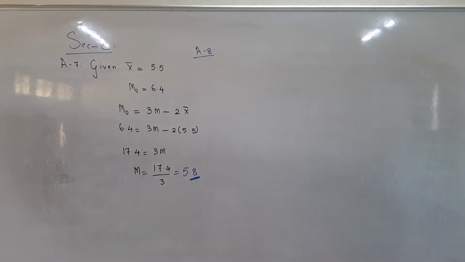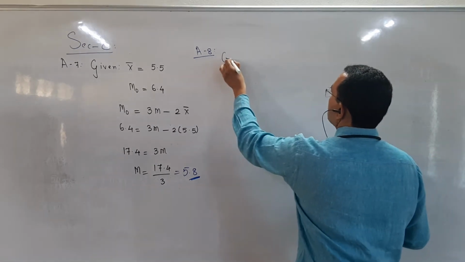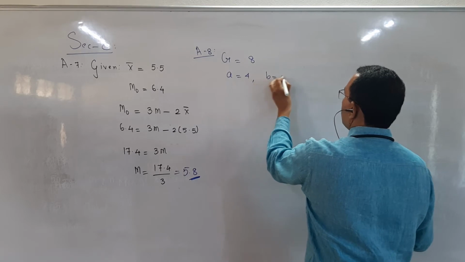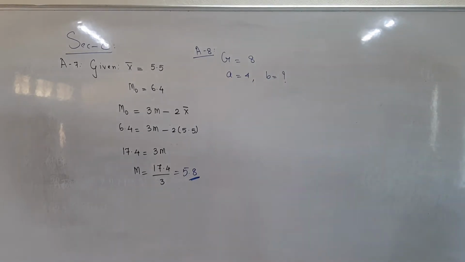Okay, next question, students. The geometric mean of two numbers is 8. One number is 4. Find the other number. Okay, students, geometric mean G is equal to 8. Say one number is 4 and B is the other number. Then, students, we have to find B.